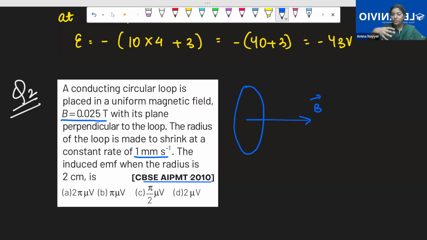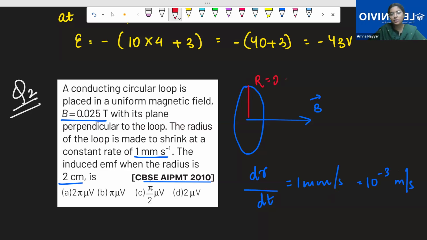This says that the radius of the loop is made to shrink at a rate of 1 millimeter per second. Millimeter is the unit of length, so dr over dt is given as 1 millimeter per second, which is 10 to the power minus 3 meter per second. And the radius is given as 2 centimeter, which is 2 into 10 to the power minus 2 meter.